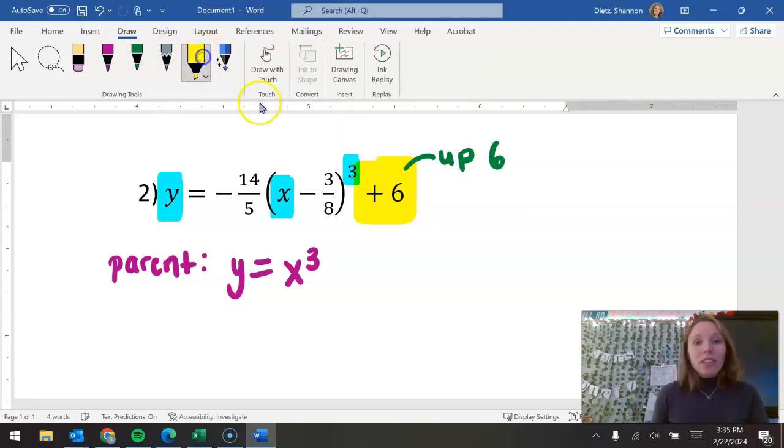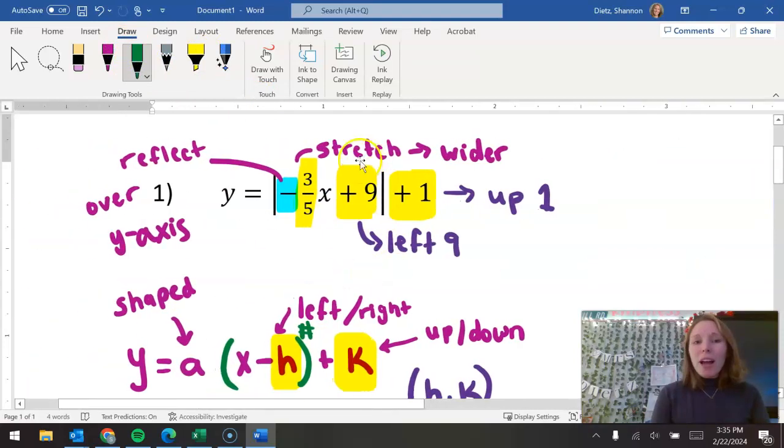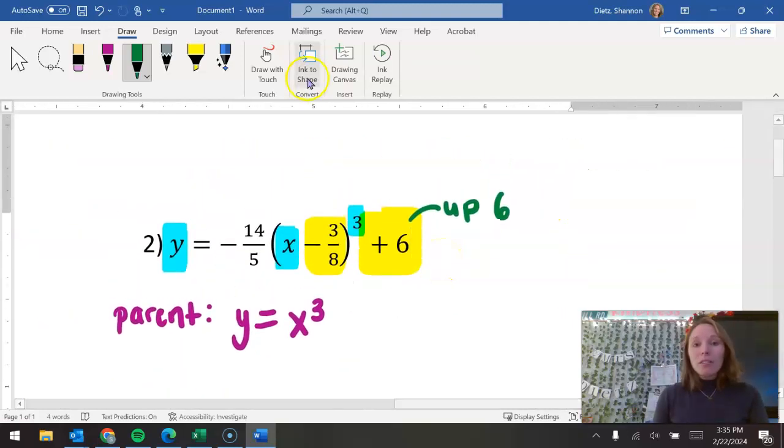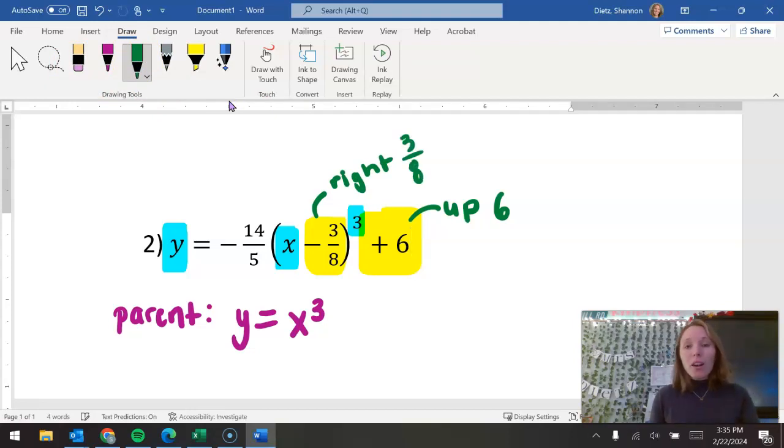We're going to look now at the number on the inside here. This is going to shift it left or right. And we said before, when we had a positive number, we saw that it was shifting to the left. That means when we have a negative number, it's going to shift to the right. I'm going to write out the word right. And that's 3/8. So those two numbers are just changing its location on the graph. It's not changing the shape that we had here.